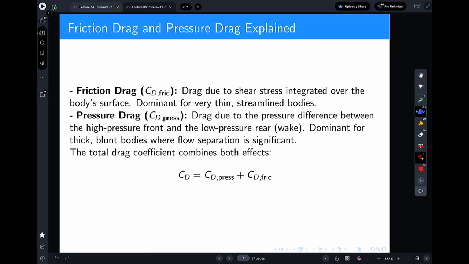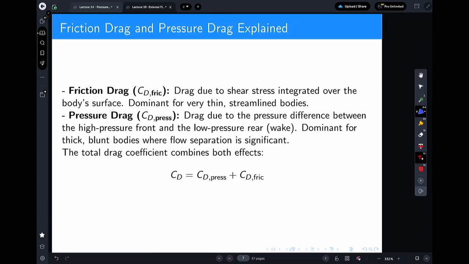So friction drag is drag due to shear stress, integrated over the body's surface, dominant for thin streamlined bodies. So the vast majority of aerodynamics, they deal with friction drag. Pressure drag is due to pressure difference between the high pressure front and low pressure rear, the wake, dominant for thick, blunt bodies where flow separation is significant. And when you calculate C sub D, it's a combination of pressure and friction. So pressure drag is more important with cars. And if you look in the text, they do show you some of the more remarkable vehicles that had very low C sub D.